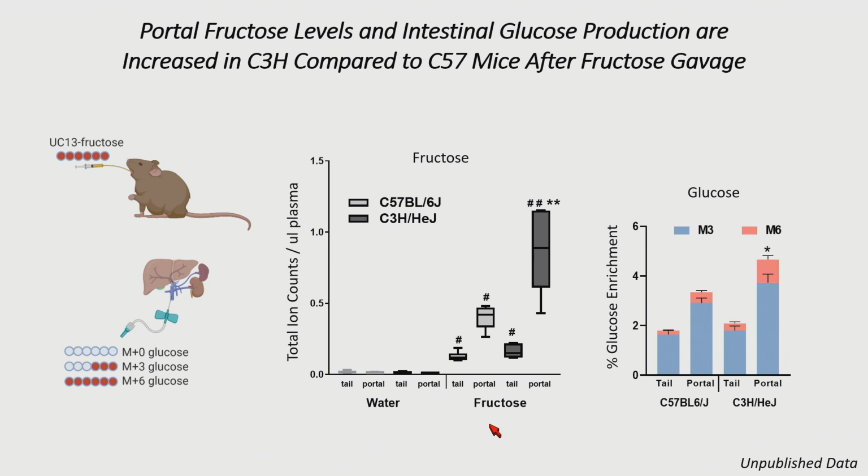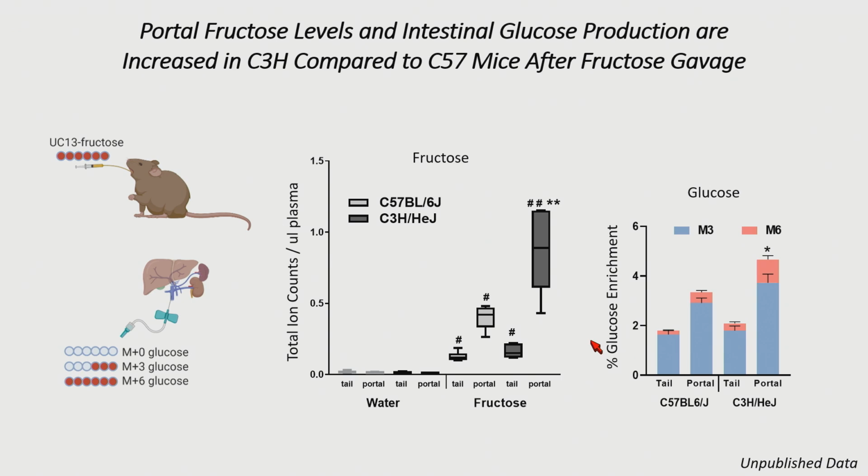So this is C57 mice gavaged with fructose and the portal fructose levels. And this is C3H mice gavaged with fructose, and this is the portal fructose levels. And this is M3 and M6 glucose in the portal vein after fructose gavage. So this is glucose in the portal vein generated by gluconeogenesis in the intestine shortly after fructose gavage. And you can see the C3H mice are much more efficient at producing glucose than the C57 mice.